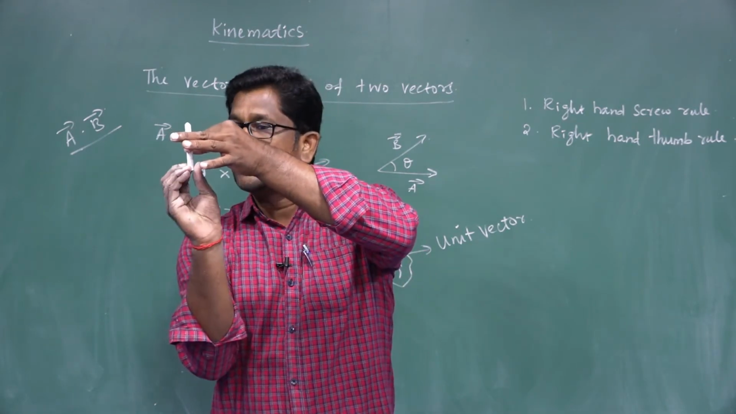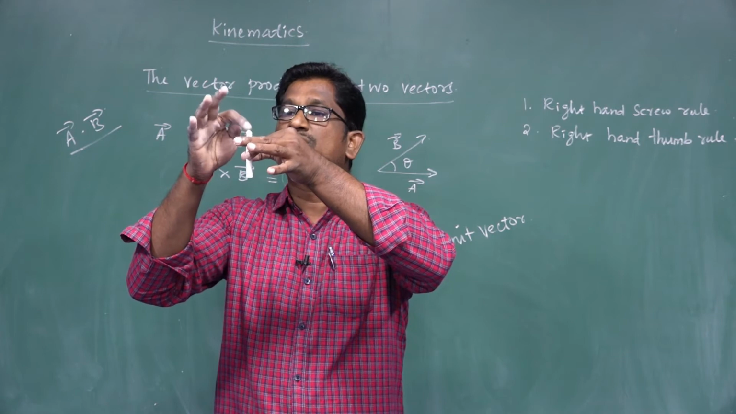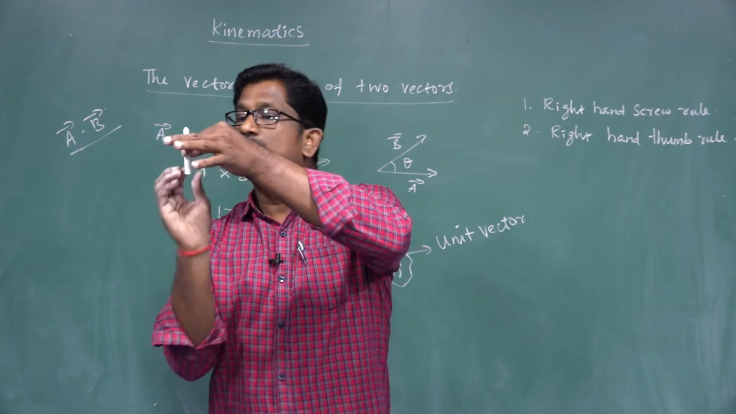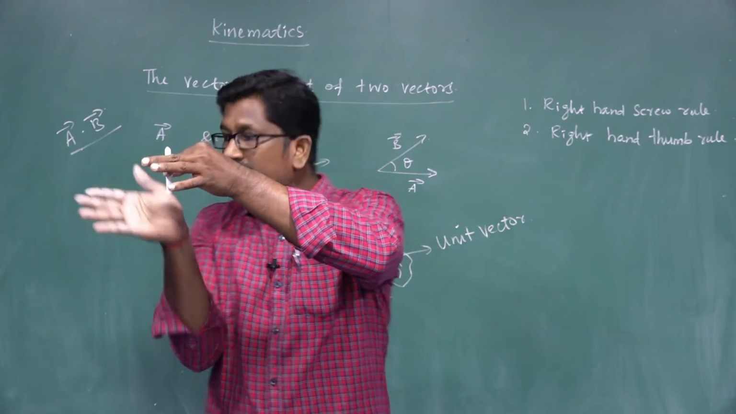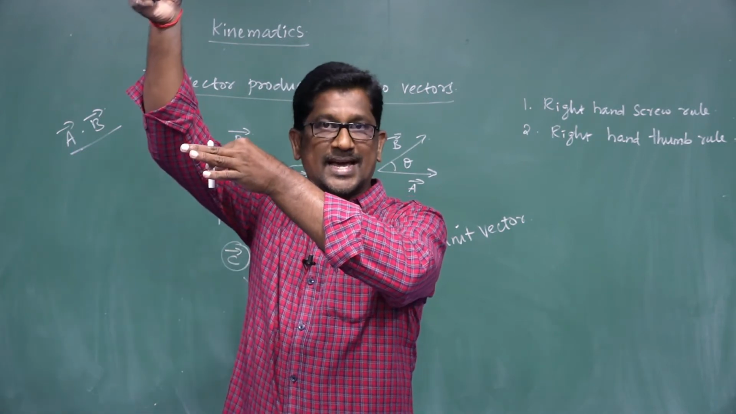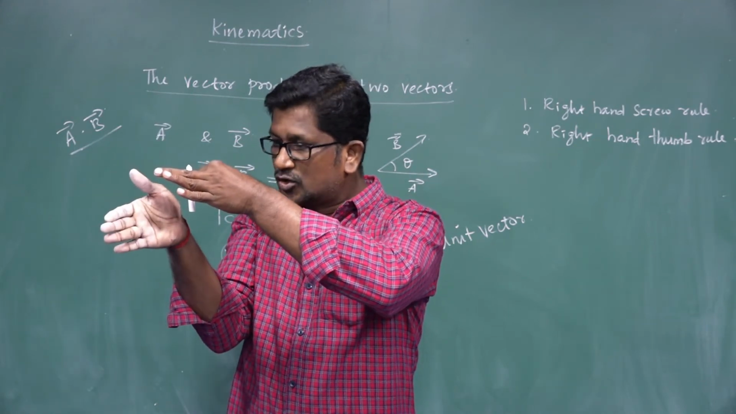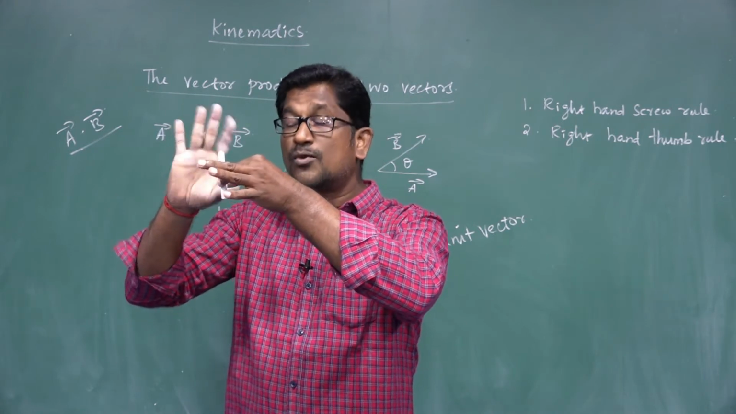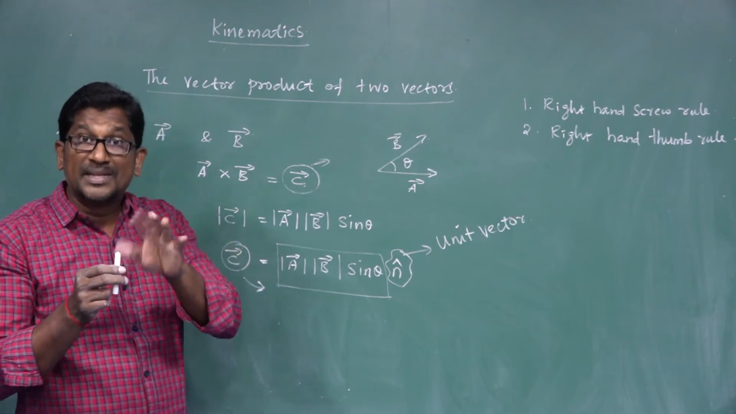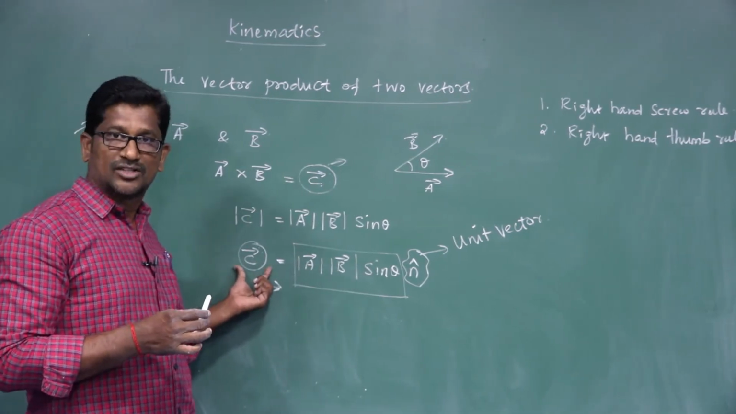Now what happens if the screwdriver is rotated by the right hand along this direction? The tip of the screw moves in the upward direction, right. So if the screwdriver is rotated from the direction of A vector to B vector, the tip of the screw moves upward. So if the screw is rotated from the direction of A vector to B vector, the direction of motion of the tip represents the direction of C vector.